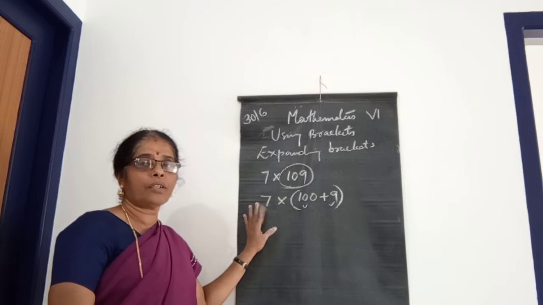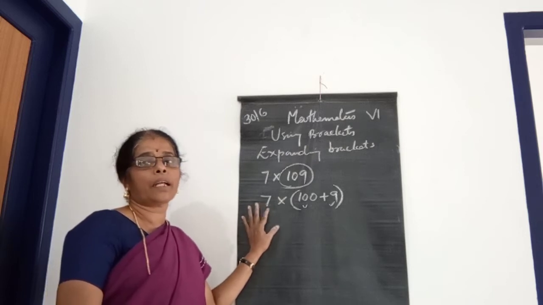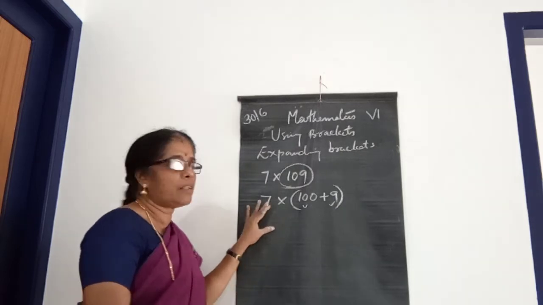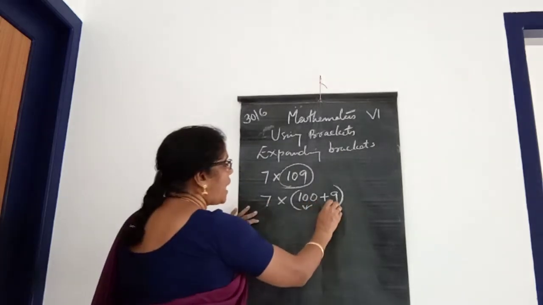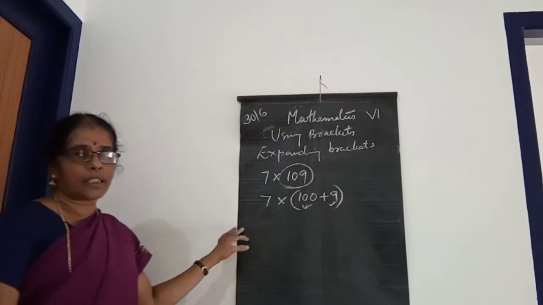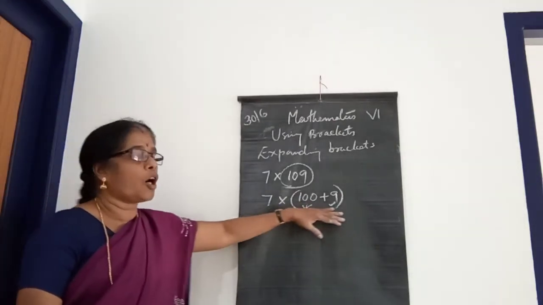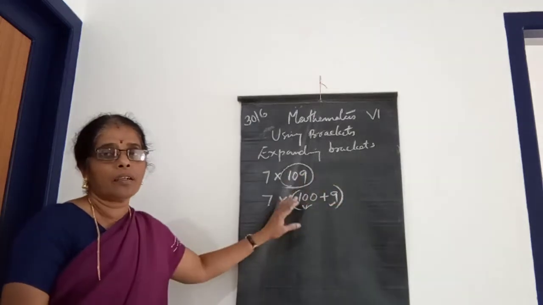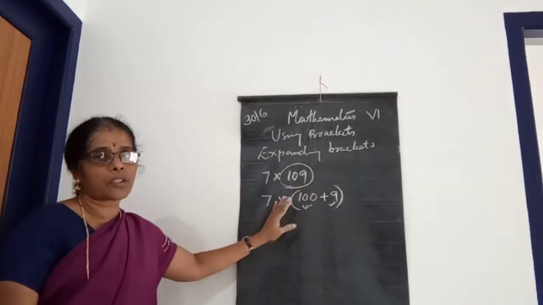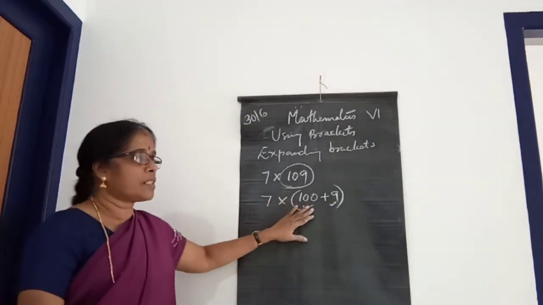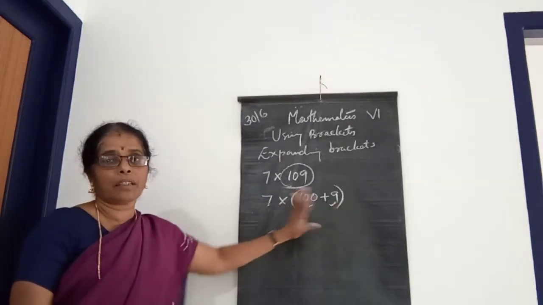Which number is outside of the bracket, children? 7, isn't it? So you have to multiply this 7 with 100 and with 9. You have only one bracket, but how many numbers are in this bracket? Two numbers are there, isn't it? So you take this 7 and multiply it with 100 and with 9.